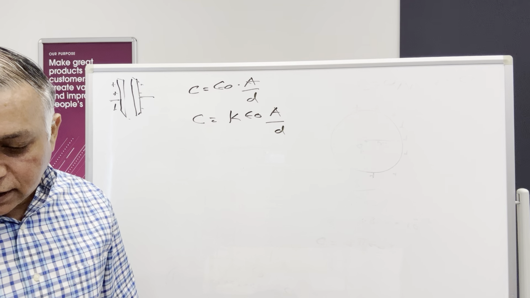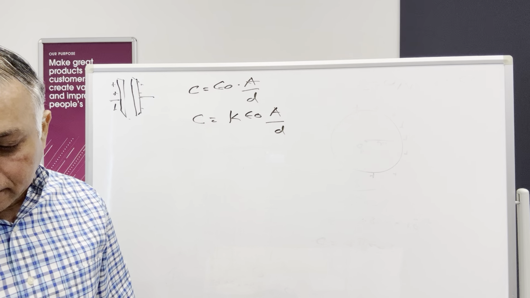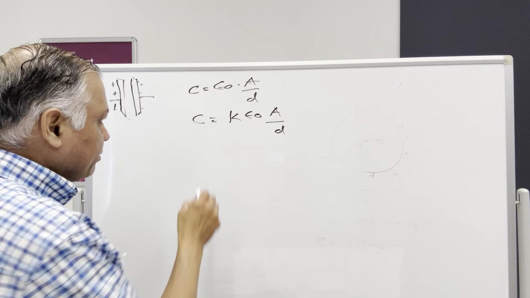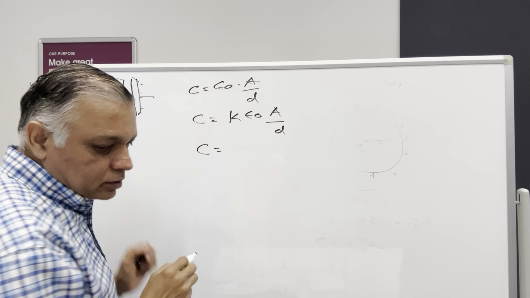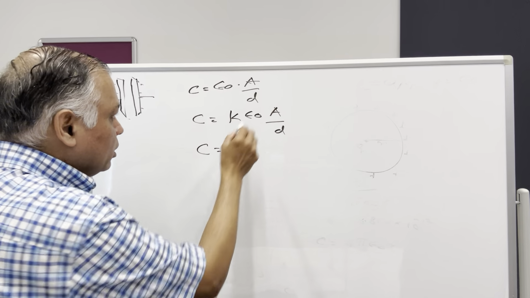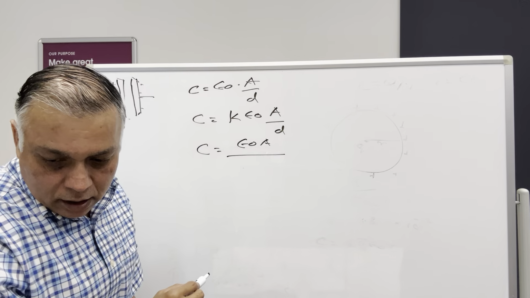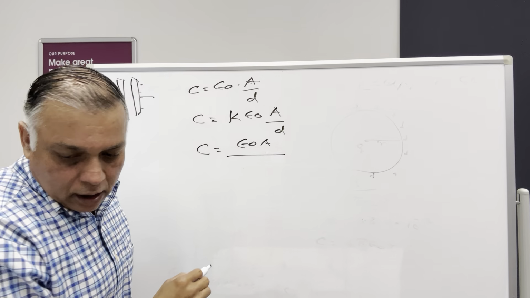Now let's say there is a thick plate. This equation is not considering anything with the thickness of the plate, but let's say there is a thickness. Then the resultant capacitance formula will become C is equal to epsilon A divided by d minus t (1 minus 1 over K).